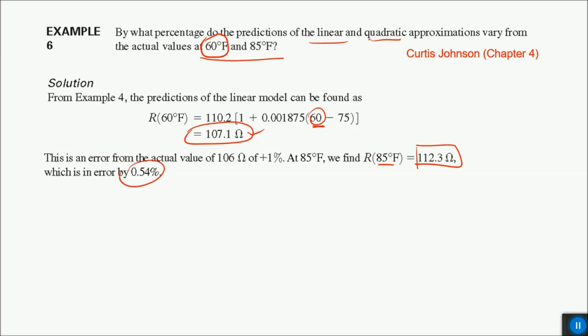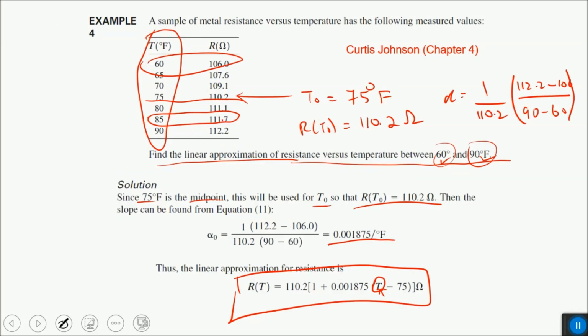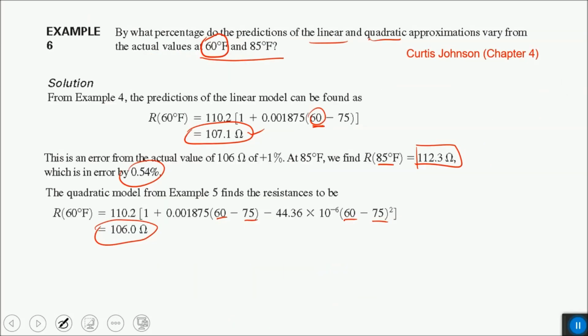And now let's move on to the quadratic approximation, and let's see how much error that has. In case of the quadratic model, for example number 5, the resistance would be again RT naught into 1 plus alpha into T minus T naught minus alpha 2 into T minus T naught squared. So at 60 degrees, the resistance comes out to be 106 ohms. And if we go back, the actual value at 60 degrees was 106 ohms. So it is exactly the same, with no error.